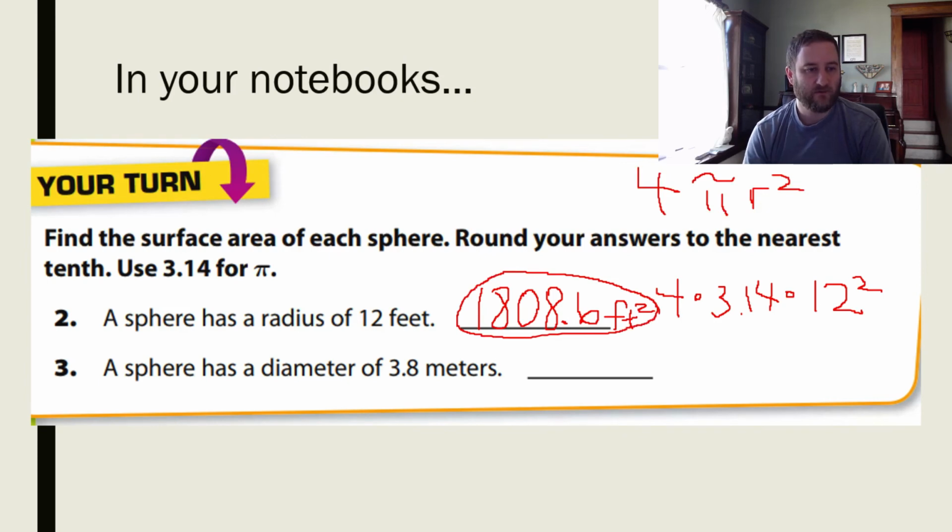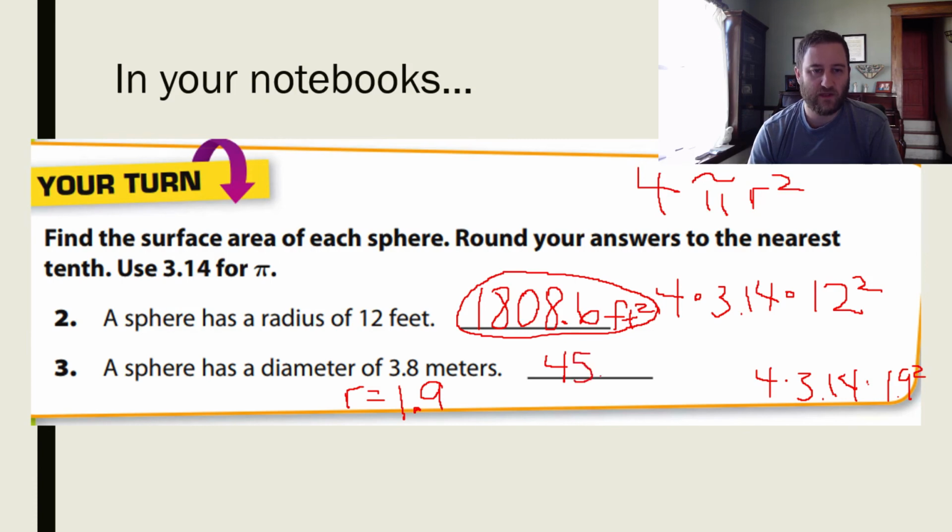For the second one, a sphere has a diameter of 3.8. So we want to use a radius. Since we've got a diameter of 3.8, we want to use a radius of 1.9 meters. Again, we're going to do 4 times 3.14 times 1.9 squared. Doing that, you get an answer of 45.3, and that's meters squared.